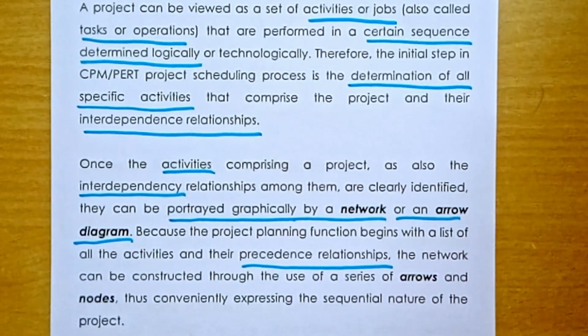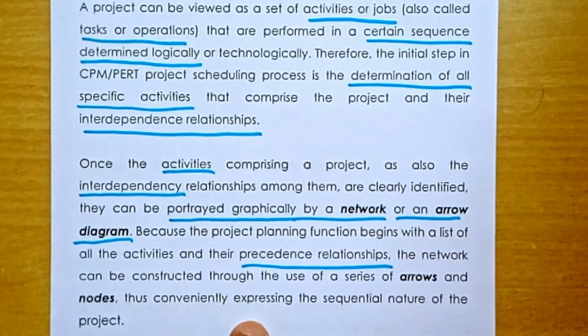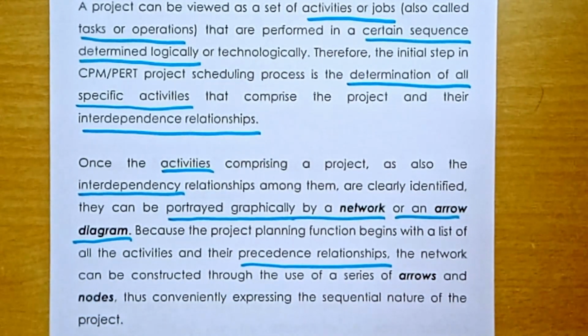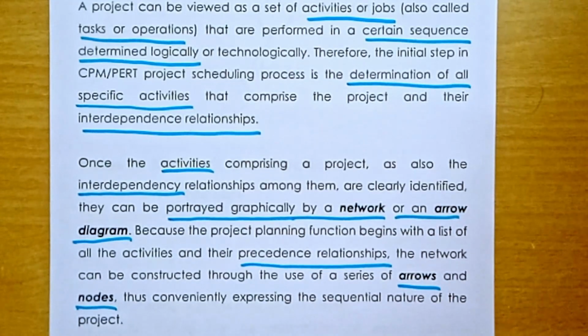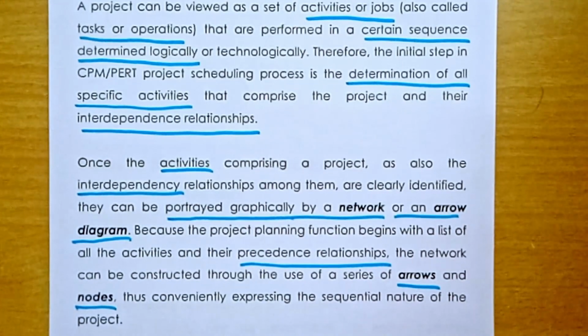One activity will have a number of predecessors, and may have a number of successors. So this is precedence relationship. The network can be constructed through the use of a series of arrows and nodes. We will know about these two terms, arrows and nodes. Thus, conveniently expressing the sequential nature of the project.